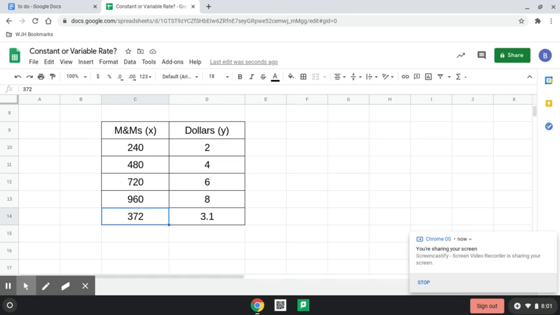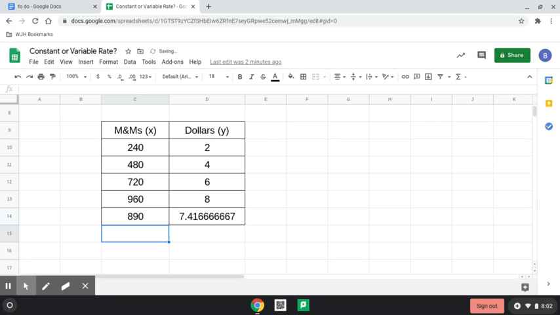So picking up right where we left off in the last Edpuzzle or YouTube video, the power of knowing these equations is you can program the computer to do the work for you. And yeah, I could use a calculator, but this is way faster once I've got it set up. How much would it cost me to get 890 M&Ms? Well, $7.41, 42 cents if we round up.